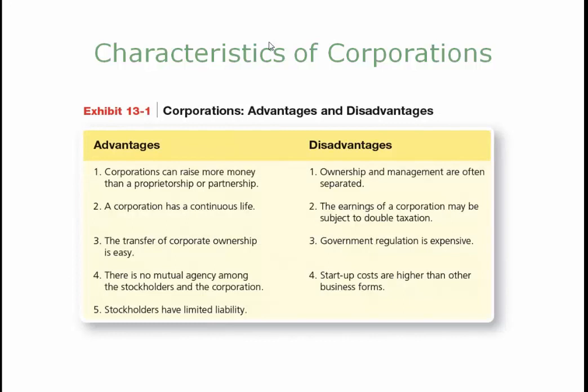So here are some of the advantages of a corporation. They can raise more money than, say, a proprietorship or a partnership. It has a continuous life. Transfer of ownership is really easy. They do it by selling shares one to another, and it's just a common transfer of ownership. There's no mutual agency, which means that one owner doesn't bind the other, and it has limited liability. The maximum owners and stockholders in a corporation can lose is what they've invested. That's it. So if you invest $100,000 in a corporation, that's the maximum amount of money you can lose.